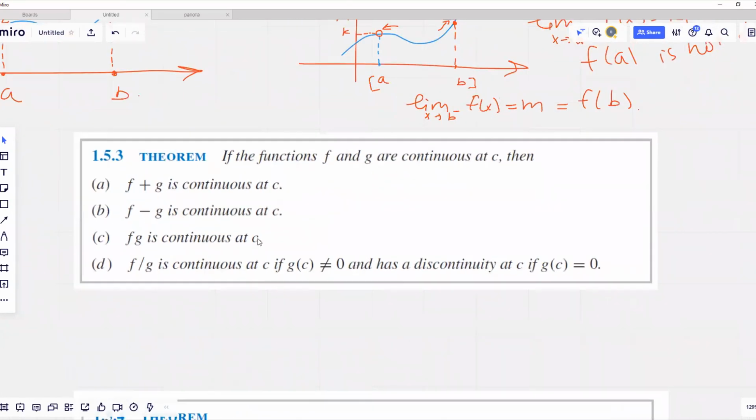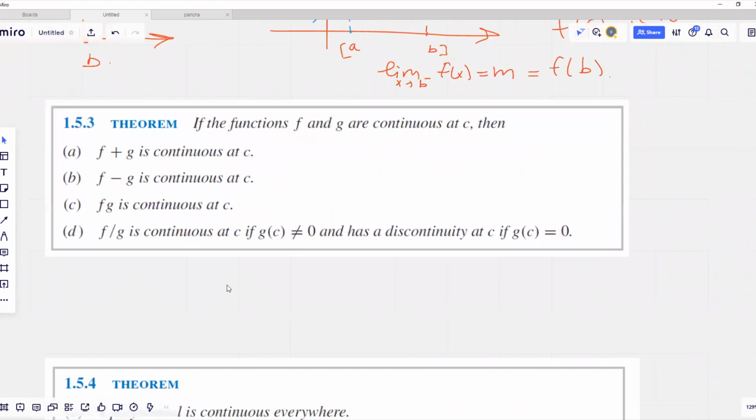Now, here is a theorem that shows us several nice properties for two functions. So we have functions f and g, both of which are continuous at point C. Then their sum is also going to be continuous at C. Their difference is also going to be continuous at C. Their product will be continuous at that point C. And their ratio is also going to be continuous at point C as long as g at point C is not equal to 0.